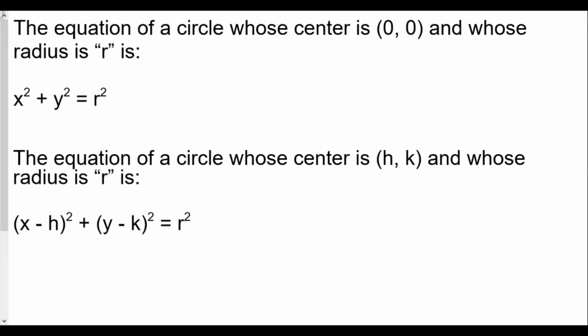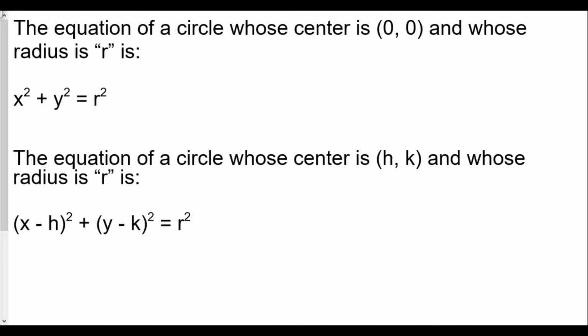The equation of a circle whose center is 0, 0, and whose radius is r is x squared plus y squared equals r squared. Meaning, in this case, that if you see x squared plus y squared equals a number, that's going to be a circle whose center is 0, 0. So automatically, when you see that, that's the center, 0, 0. And the number that it's equal to is r squared, the radius squared. So we just find the square root of that number to find the length of the radius.